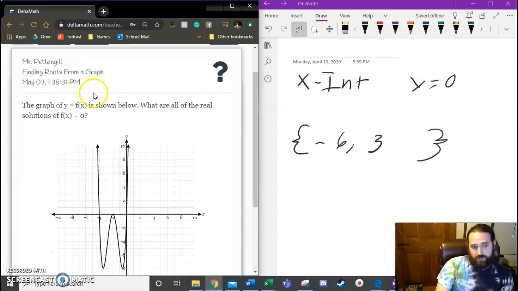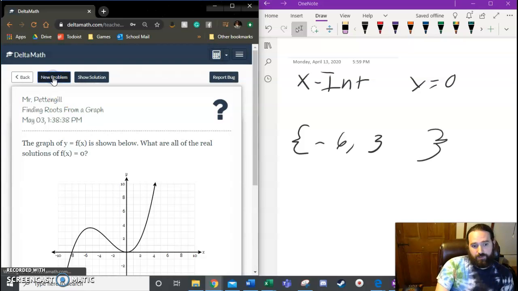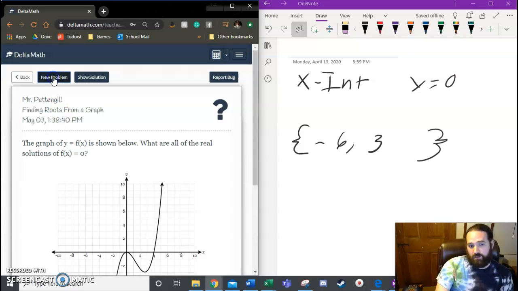Oh, this is a funky shape. I was just going to see real quick, hit a new problem a couple times. Delta Math is not showing me any graphs where the lines don't cross the x-axis. So I don't think it's relevant here.